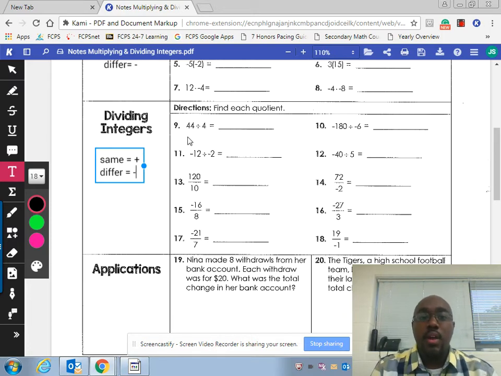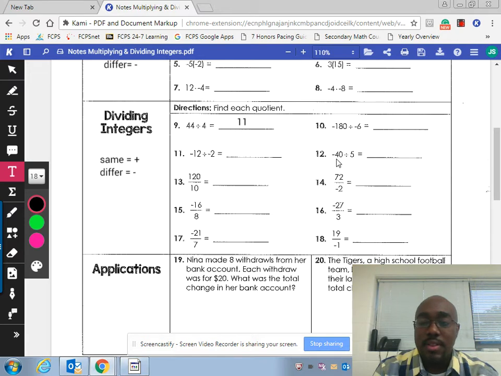So let's look at number 9. We have 2 positive integers, 44 divided by 4. That is still going to be the same signs. So as a result, the answer is going to be positive 11. Okay, and let's look at number 12. If we look at number 12, we have a -40 divided by a positive 5. Well, are the signs the same or are they different? They are different. Anytime the signs are different, we are going to have a negative answer. So we have -40 divided by positive 5, which is 8. And since we know the signs were different, it's going to be negative. So the final answer is -8.